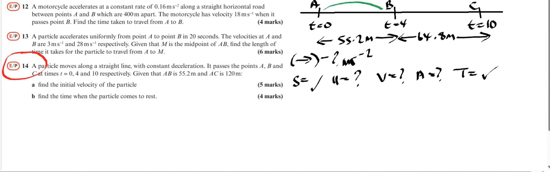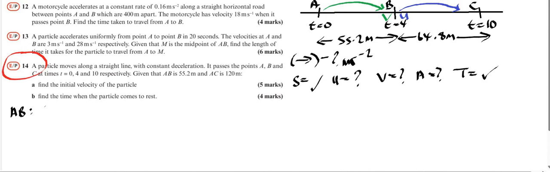I'm going to take this first section, AB, and work out the final velocity. Then I'm going to take the second section, BC, and use this V as my U. Using that is going to let me find the acceleration. So how do we do that? Let's start with AB.